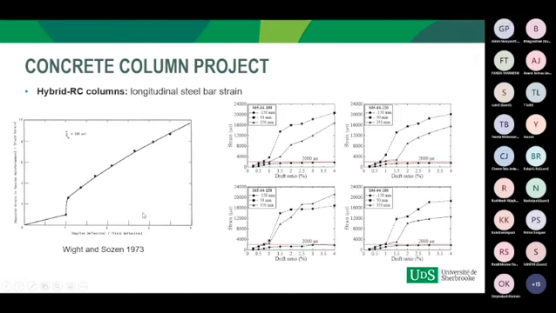And the observed phenomenon was similar to the observation in past research for concrete columns confined with steel ties. So therefore, we can say that the behavior of the longitudinal steel bar was unaffected by the type of transverse reinforcement used, either steel or GFRP stirrups.